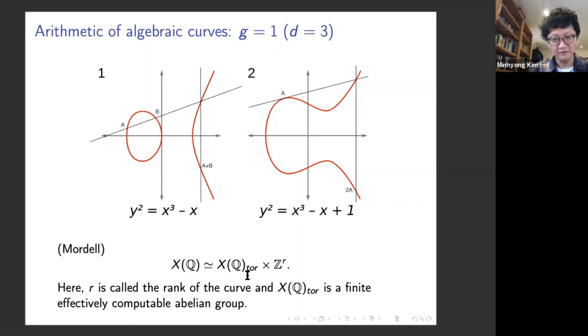Because if you look at the complex solutions of these equations, then they form tori, so S1 cross S1. That's a very big group, cardinality-wise, right? But the rational solutions are countable, finitely generated groups. And Mordell's theorem says that very precisely.